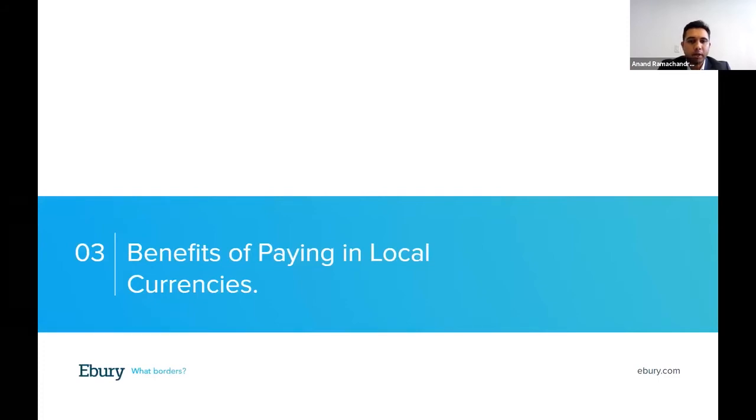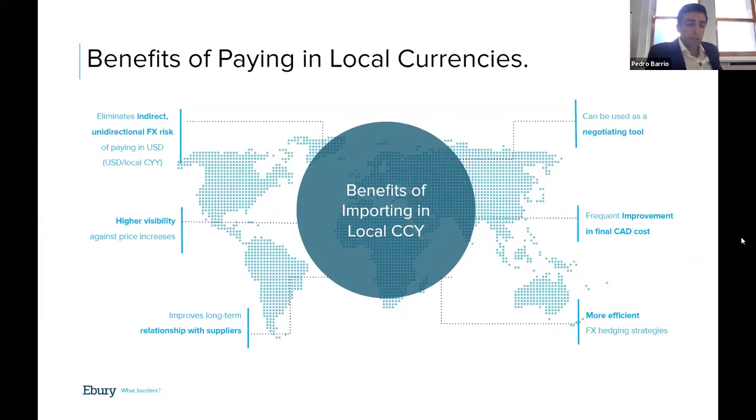So I'll pass it on to Pedro, who'll speak to us about the benefits of paying in local currencies now. Thank you very much, Anand. So I'll be going into the more practical side, focused on the commercial benefits of working in local currency.